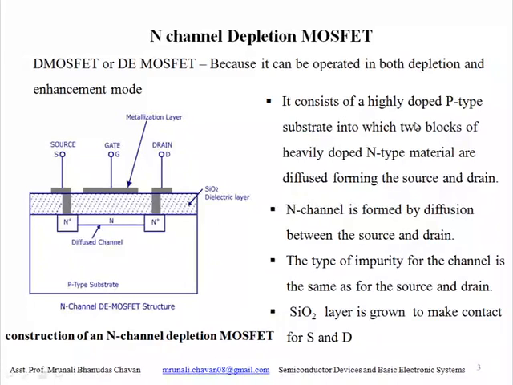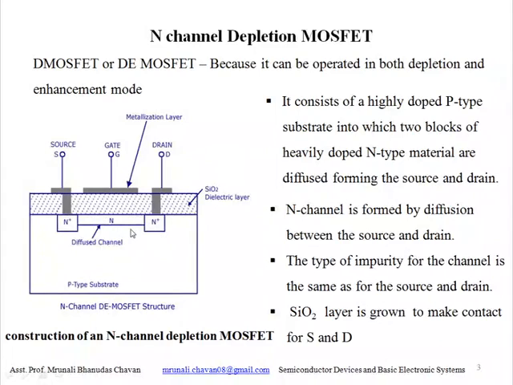It consists of a lightly doped p-type substrate into which two blocks of heavily doped n-type material are diffused, forming the source and drain. Here we can see this is the p-type substrate, and in this two blocks of heavily doped n-type material are diffused to form source and drain. N channel is formed by diffusion between this source and drain.